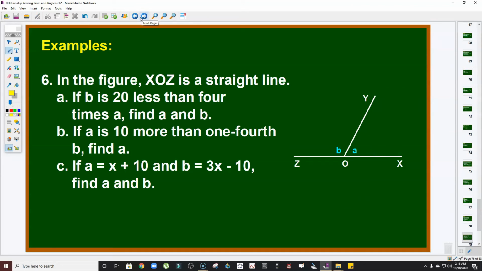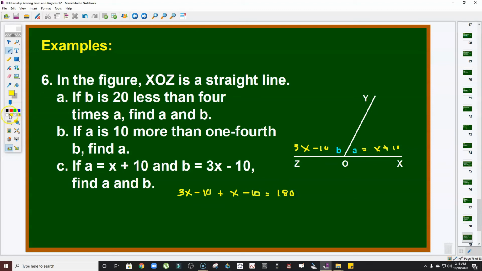If A equals x plus 10, alright, so this is x plus 10, then B is 3x minus 10. What is A and B? Well, this is simple. Since we know the sum is equal to 180, all you have to do is add 3x minus 10 plus x plus 10. Pag inadd mo yan, that's equal to 180.